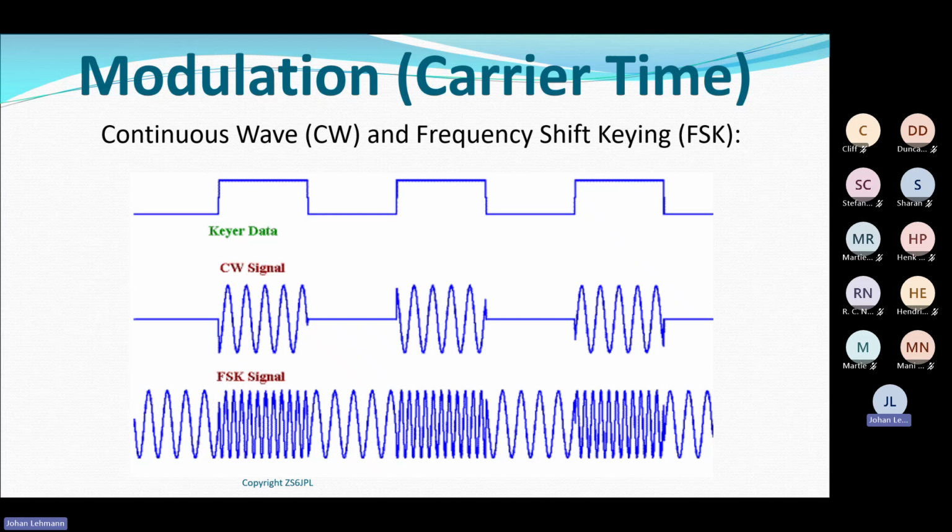Most of you must have heard about Morse code, which is a series of dots or dashes. So I would turn the transmitter on and off for short periods or longer periods of time to coincide with my Morse code characters, dots and dashes. CW, I'm changing the time of the carrier by turning it on and off. The other one which I can do is frequency shift keying.